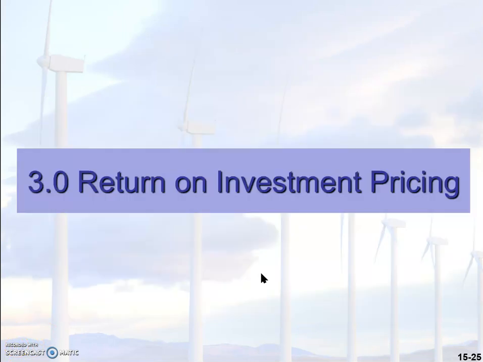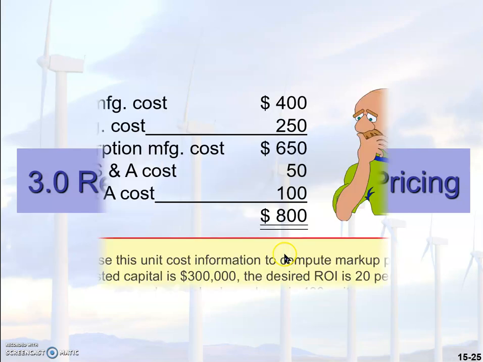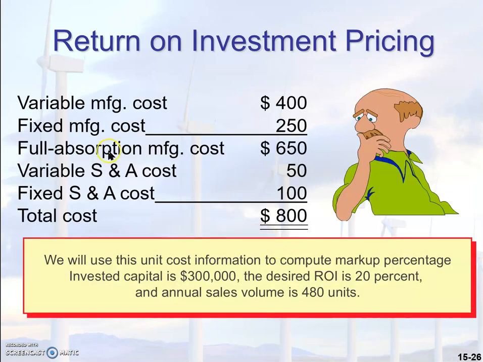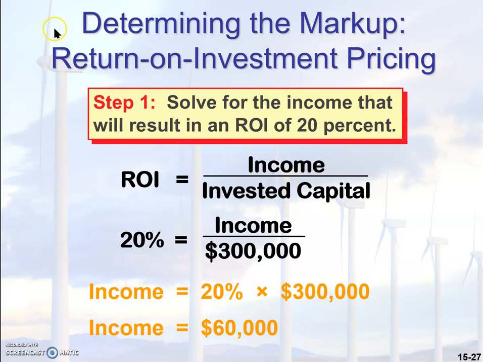Okay, now let's look at the third method to set the price. That is return on investment pricing. Let us use this information again to compute markup percentage, and we are given the invested capital of 300,000 and the desired return on investment is 20% with the annual sales volume of 480 units. Okay, first we solve for the income that will result in a return on investment of 20%.